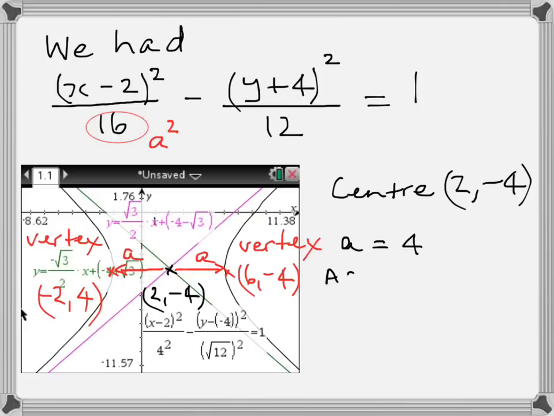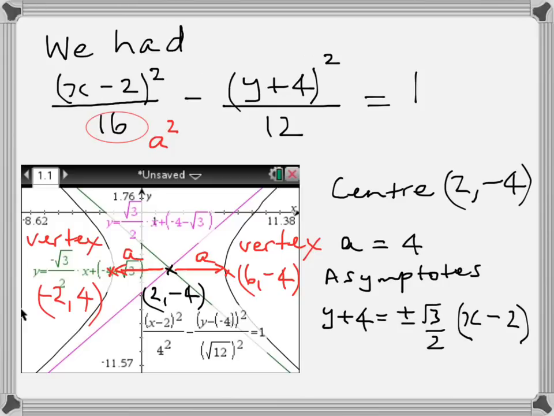Now, what else have I got for you? Asymptotes, I've just written them out there for you. That's what they are. And you can see that the equation of those asymptotes, in terms of your transformations, you take a centre on the origin, if you like, and you translate it by 2 units to the right and 4 units down. Right? That's how you do it.